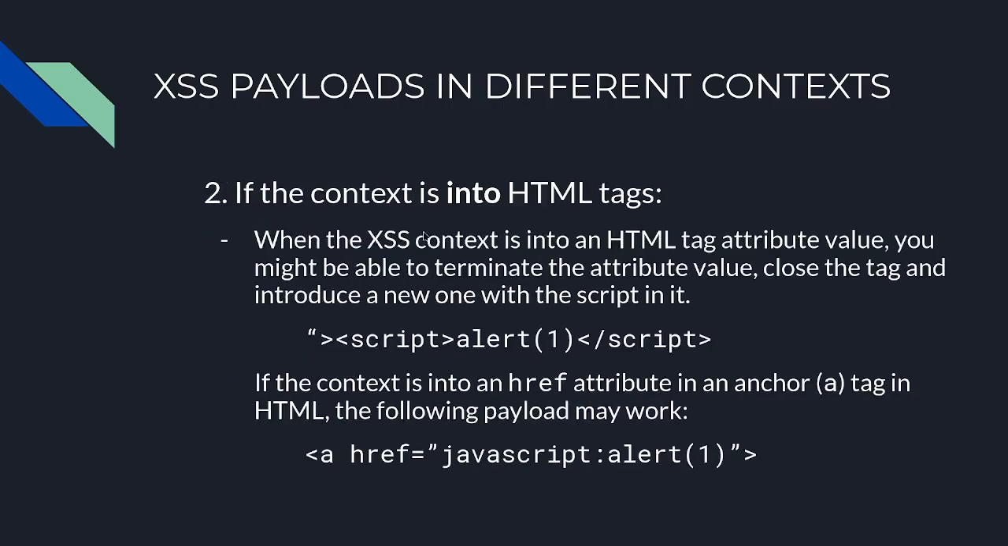In the other case, if the context is into an HTML tag, so in the previous case it was between HTML tags, now it's going into the tag. What it means is you have a tag, and whatever data you're entering goes into it. In this case, you would want to break out of the tag and then create your own new tag with the malicious payload enclosed within it, right? And also, if it's an href attribute in an anchor, which is used to include URLs, then you can do this, which is a method that's possible only for href in JavaScript. So that is also an option.